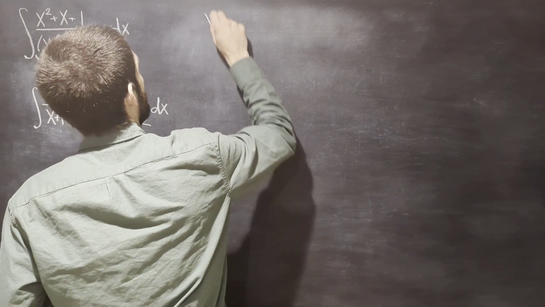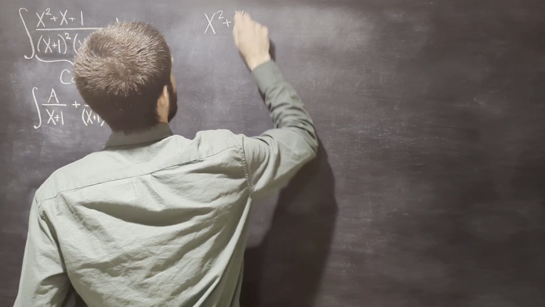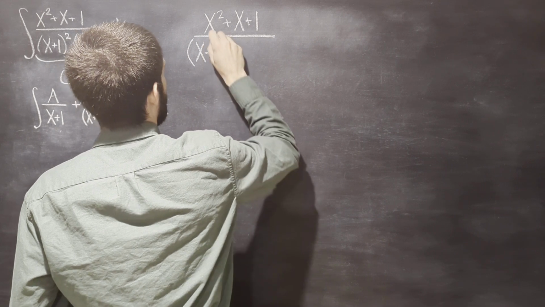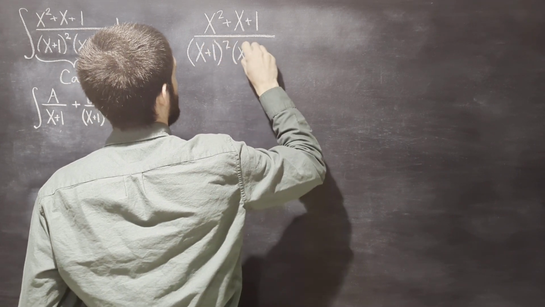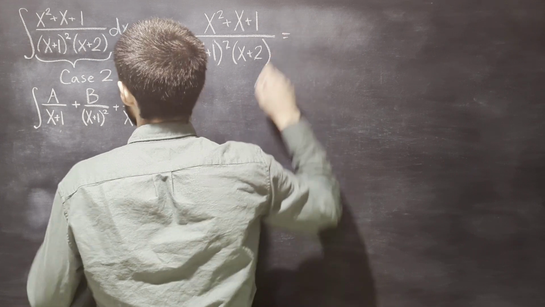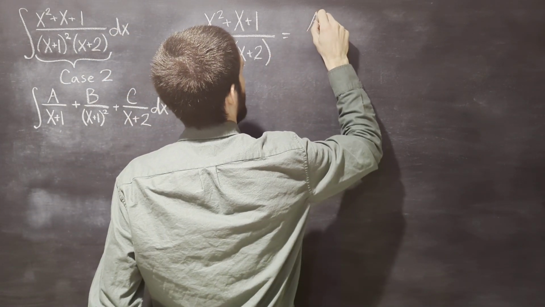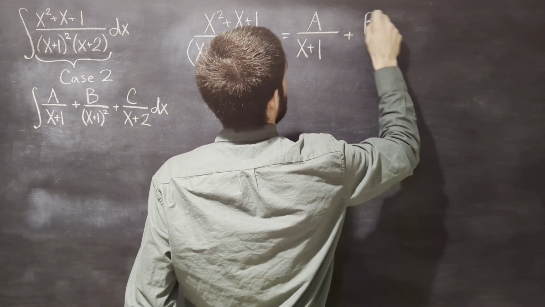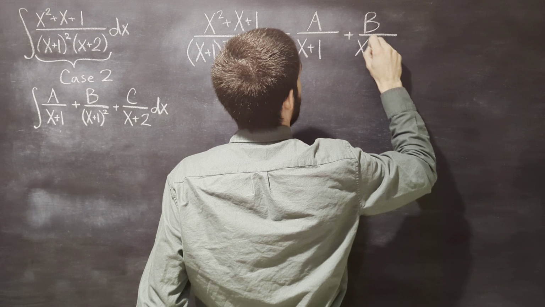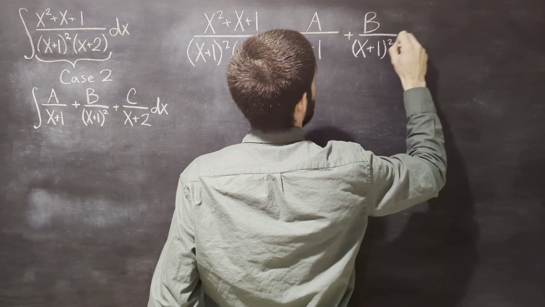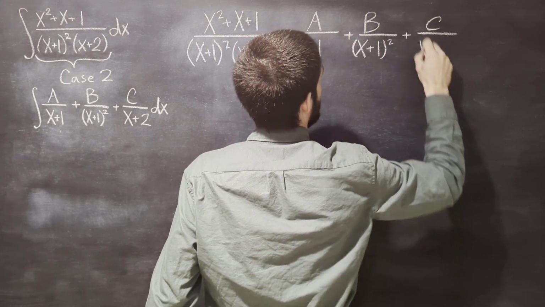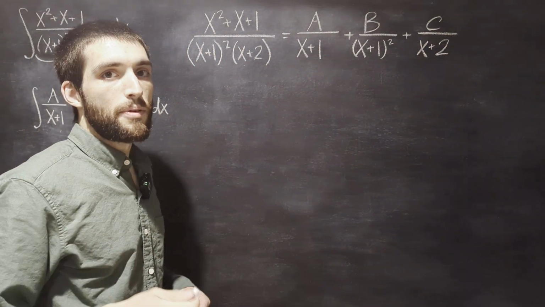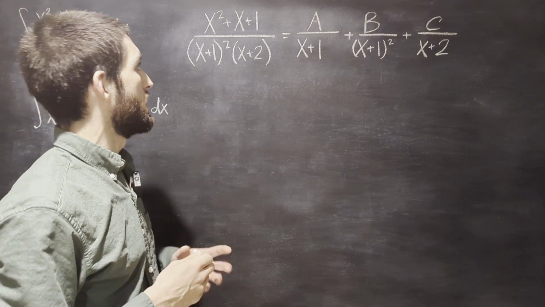So that will give us (x² + x + 1) / ((x + 1)²(x + 2)) equals a / (x + 1) + b / (x + 1)² + c / (x + 2). And we can simplify this by multiplying both sides by this denominator.